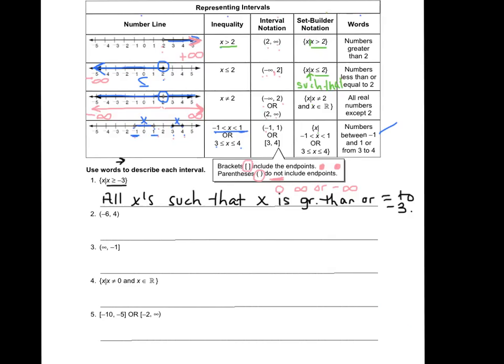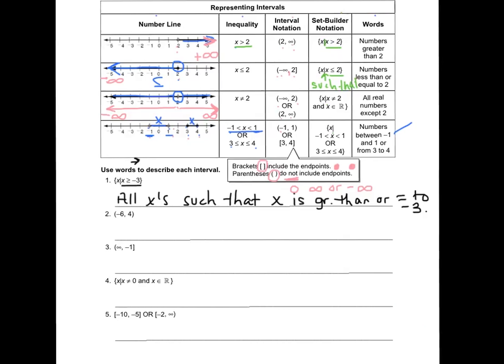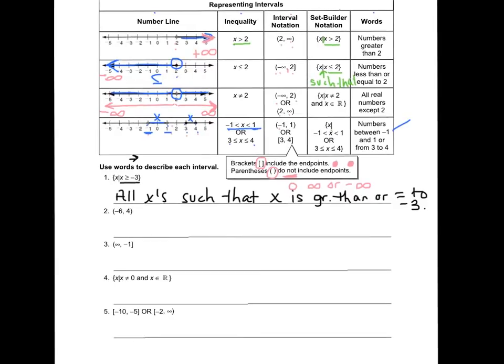I want you to try number 2 on your own, but I'm going to give you a little hint. If this was on a number line, it would look like this. -6 would have an open circle because it's the lowest number, and that is a curvy parenthesis. And then 4 would also have an open circle, and the shading would be in between them. So let's see if you can answer that one. Let's also see if you can draw a number line for number 3, and then answer number 4 and 5. Good luck.